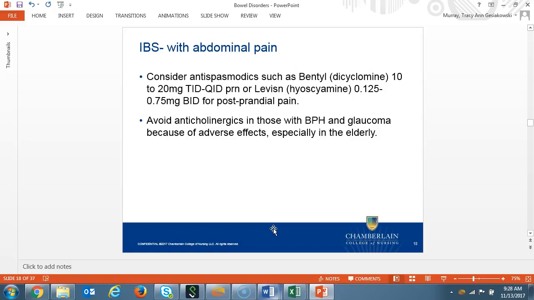Abdominal pain caused by intestinal spasm can be controlled with antispasmodic agents with favorable results. Postprandial pain can be treated with dicyclomine or Bentyl, 10 to 20 milligrams TID to QID as needed, or hyoscyamine, 0.125 to 0.75 milligrams BID. However, anticholinergics should be avoided in patients with glaucoma and BPH because of adverse effects, especially in the elderly.